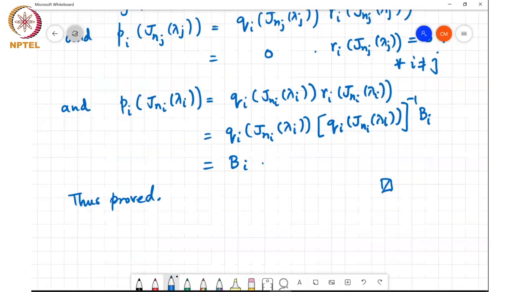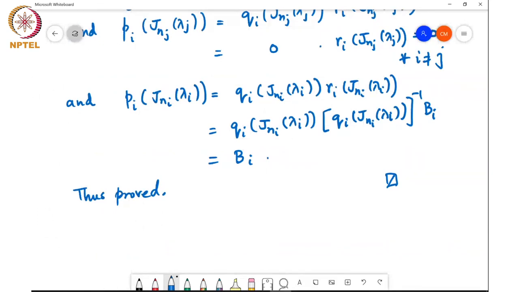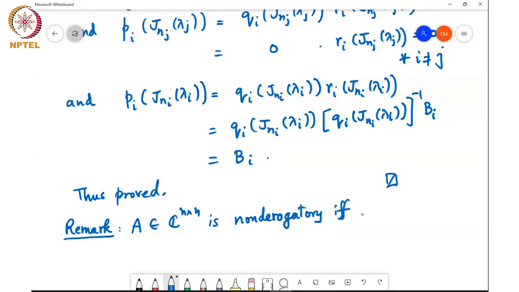In fact, the converse is also true, namely that A in C to the n cross n is non-derogatory if and only if every matrix that commutes with A can be written as a polynomial in A.